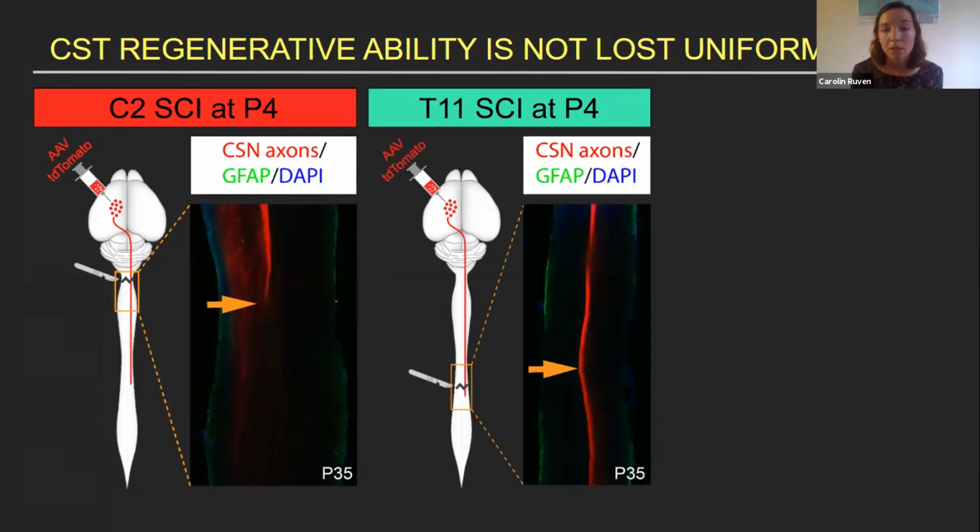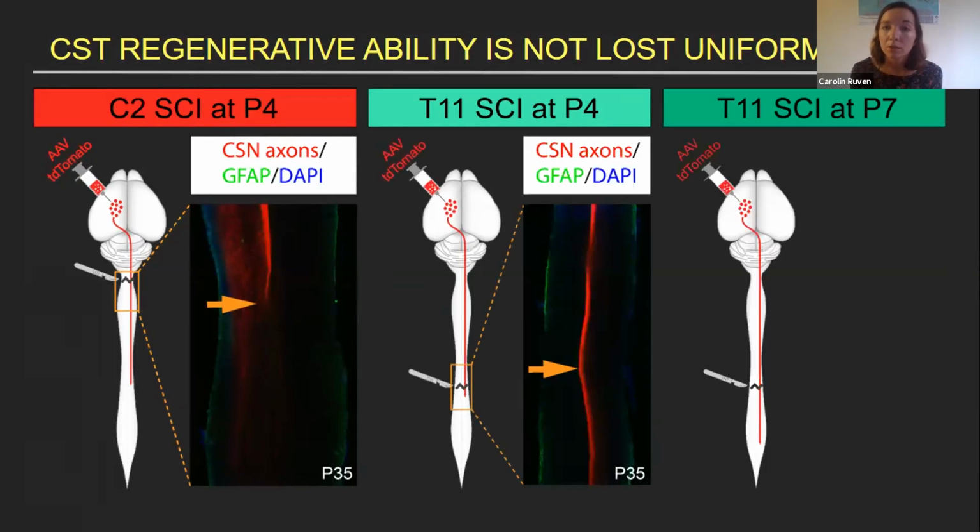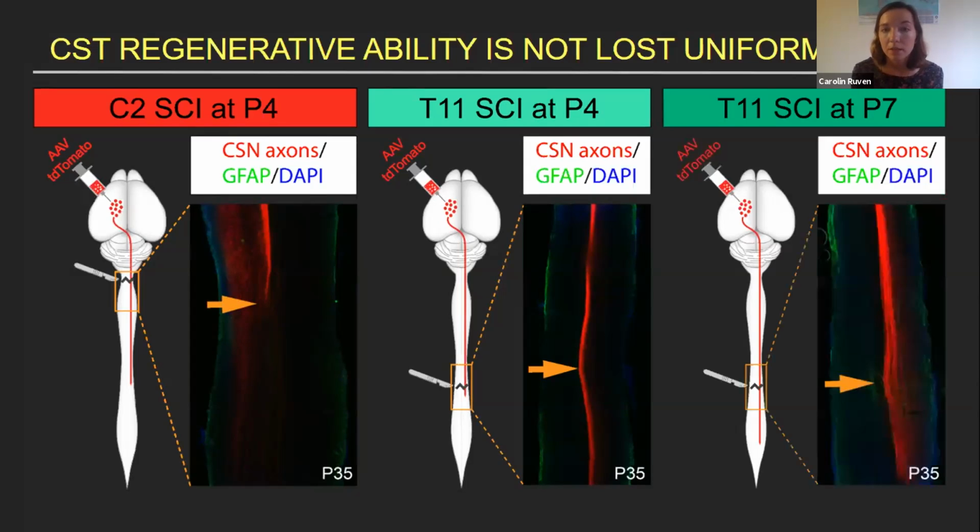So next, we went a little further in the development to the P7 age, when most of the tract has grown further. And we saw again that the tract is still able to grow through the injury site. In this T11 segment, we saw this regenerative ability. We started seeing the loss of it at P14.